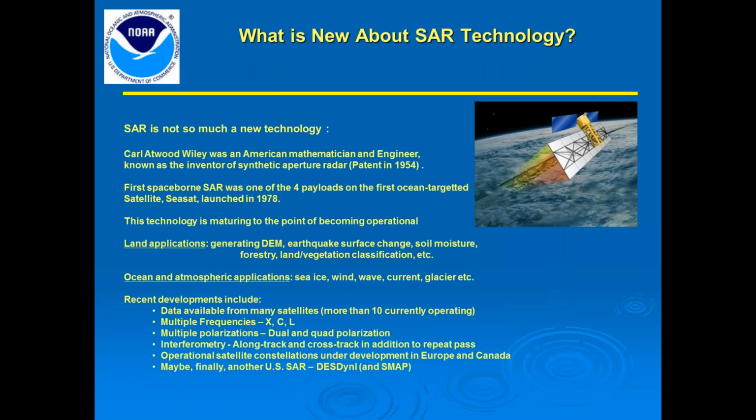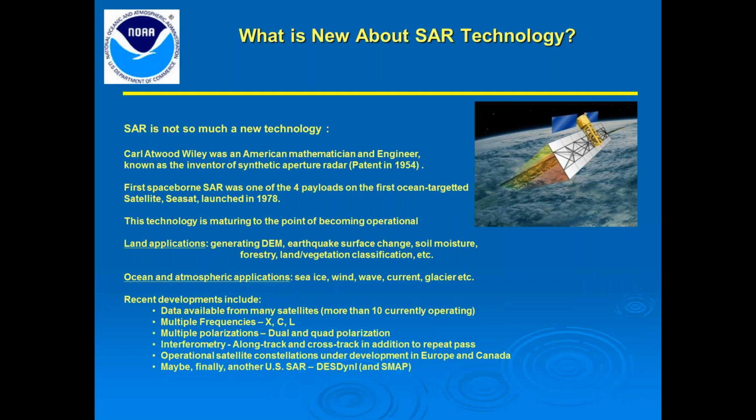So SAR is really not a new technology. It was invented in the 1950s, and it is a very powerful instrument for ocean and sea ice monitoring. The first SAR was on board the U.S. SEASAT mission, the first ever U.S. ocean-based satellite mission, in 1978. And since then, there has been a lot of development.